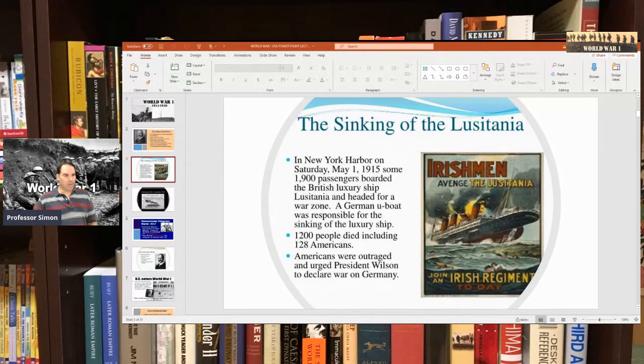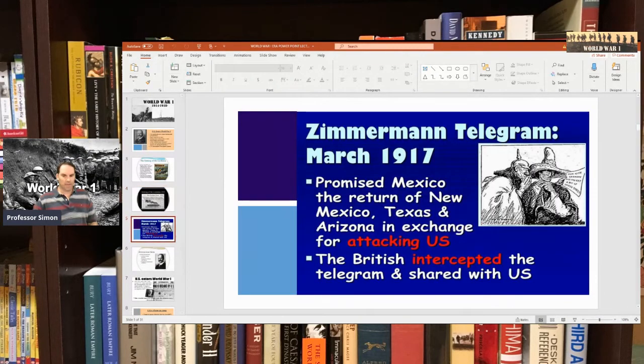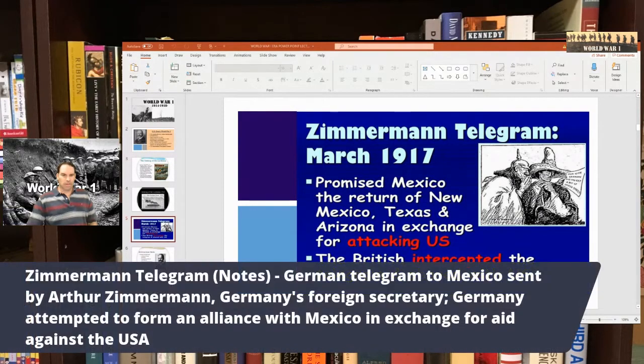Now, the other issue they have too, so there's a newspaper thing about the sinking right there. The other thing that was big was the Zimmermann telegram. It's called all kinds of names: Zimmermann telegram, Zimmermann note, also called, I think, the Zimmermann cable. It happened in early 1917, I think January, I believe it was. Arthur Zimmermann was Germany's main foreign secretary.